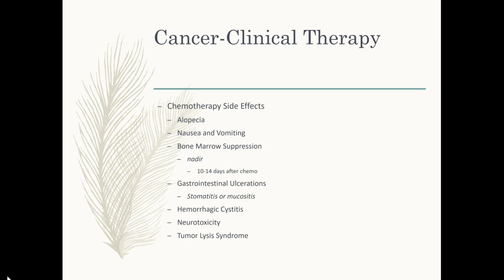Nadir is when, about 10 to 14 days after they get their chemo dose, their bone marrow is the most suppressed, and this is when you want them to stay away from crowds and avoid fresh fruits and vegetables, avoid those sick family members. This is typically when they are coming into the ER or into the hospital because they're having a neutropenic fever. We're going to talk about hemorrhagic cystitis, neurotoxicity, and tumor lysis syndrome coming up.